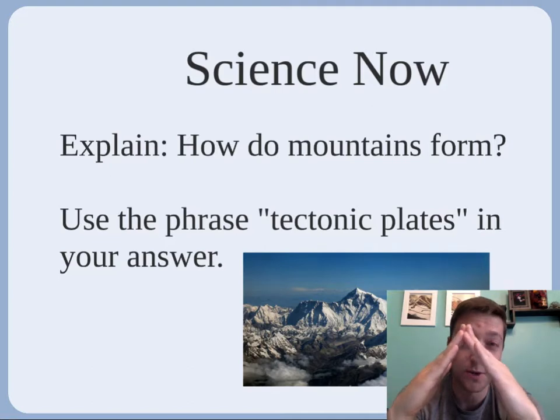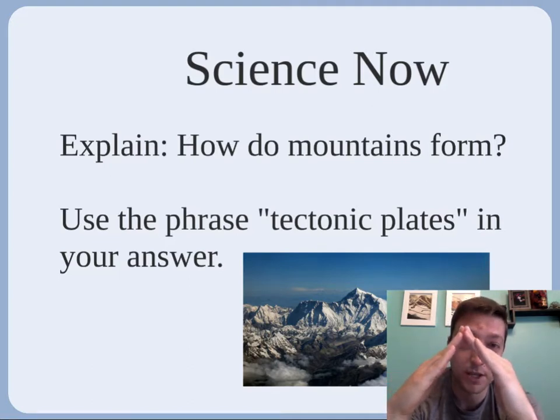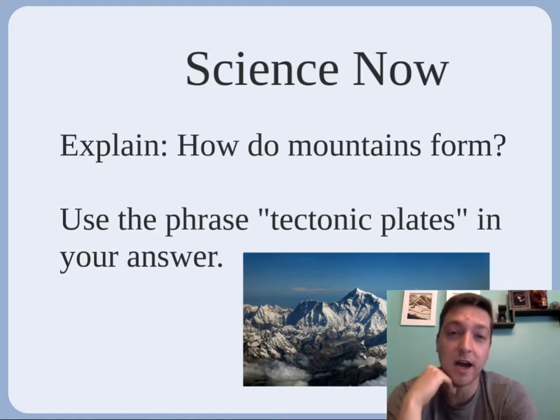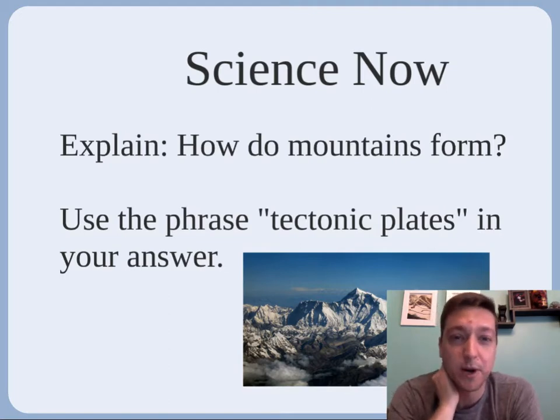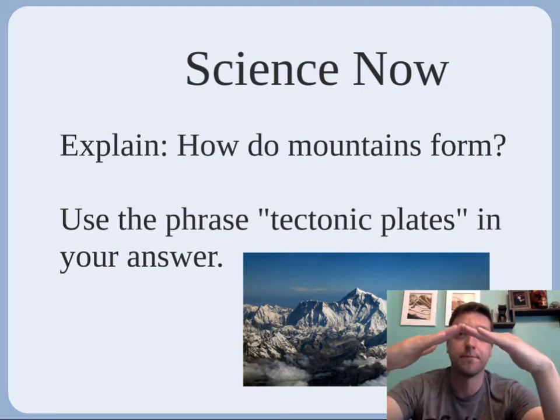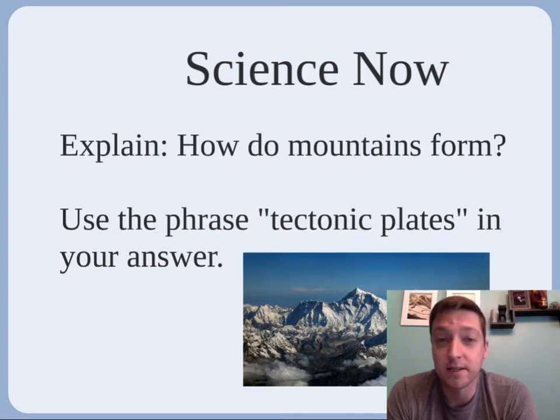I want you to do this with your hands with me. They both go up. And since the tectonic plates are still moving together, the mountain gets just a little bit higher every year. Only by like a few millimeters, probably. But when you add that up over millions of years, the mountains can get very high.